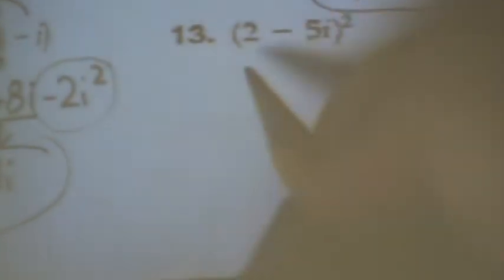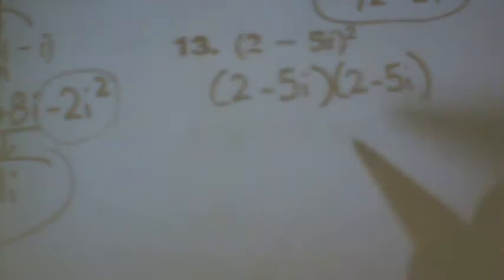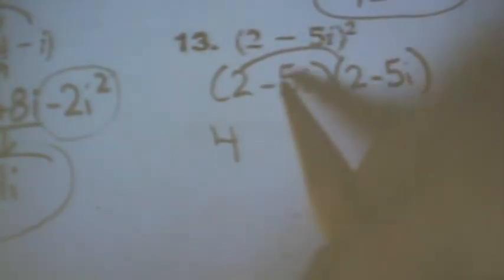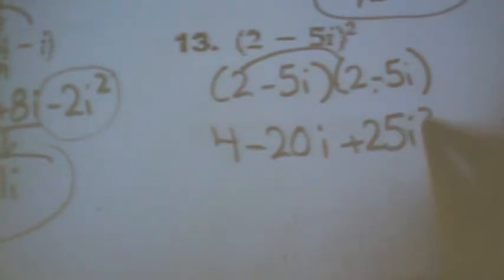Number 13 is asking you to take 2 minus 5i and multiply it by 2 minus 5i. 2 times 2 is 4, so it's negative 10i plus negative 10i is negative 20i. And then this is plus 25i squared, which is equal to negative 25, because i squared is negative 1. Combine your like terms, so you have negative 21 minus 20i.